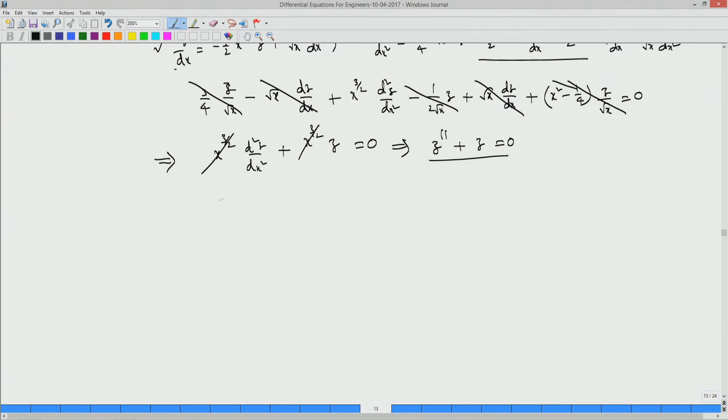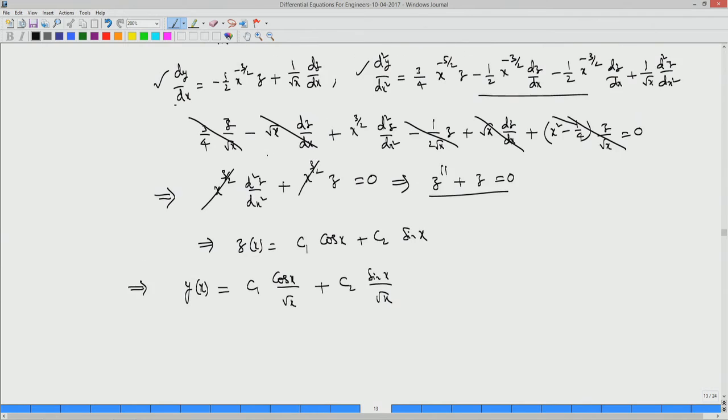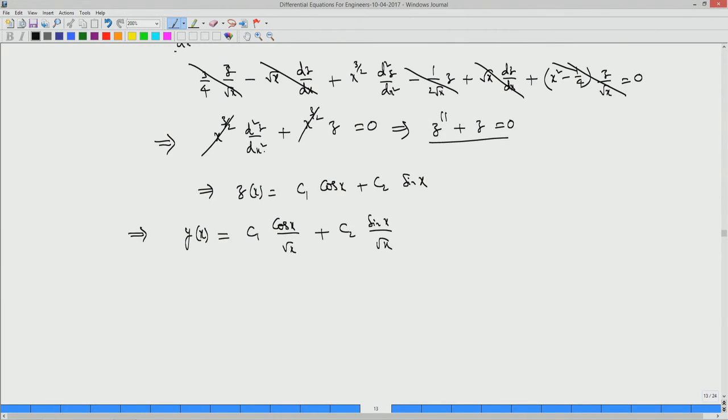The general solution of this equation is z(x) equals c1 cos x plus c2 sin x. So, once I know z, what is my y(x)? Simply c1 cos x by root x plus c2 sin x by root x, because z by root x is my general solution y for the Bessel equation. So, this is the general solution.